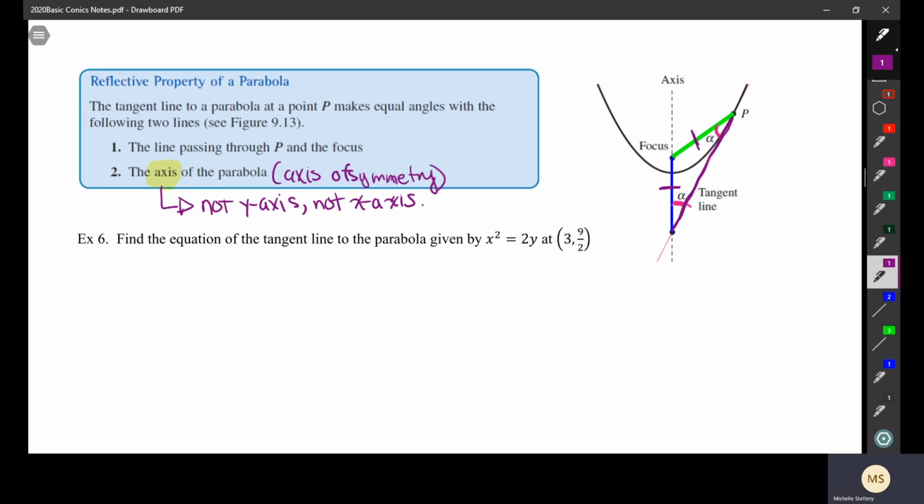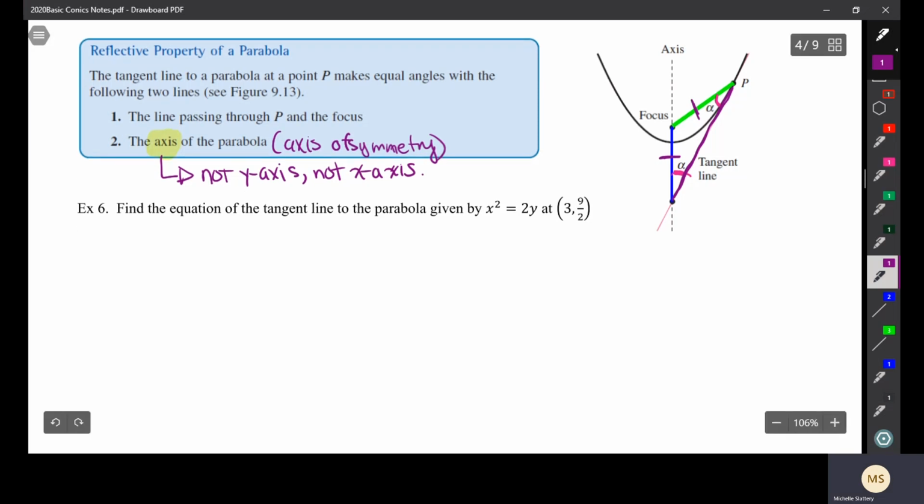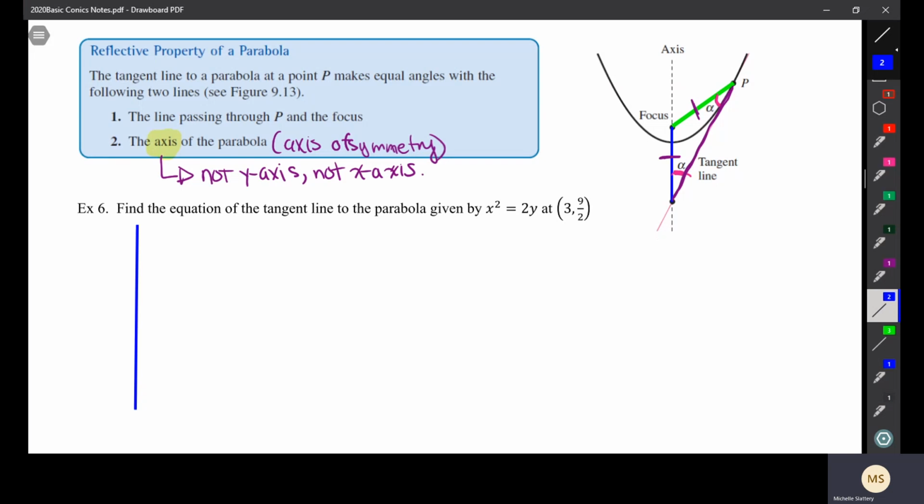All right, so let's take a look at this example. This is brand new. I don't think you did this last year. We want to find the equation of the tangent line to the parabola given by x squared equals 2y at the point (3, 9/2). I always like to first draw a diagram. We know that our parabola here is opening up, because we have x squared equals 2y. So that's y equals 1/2 x squared.